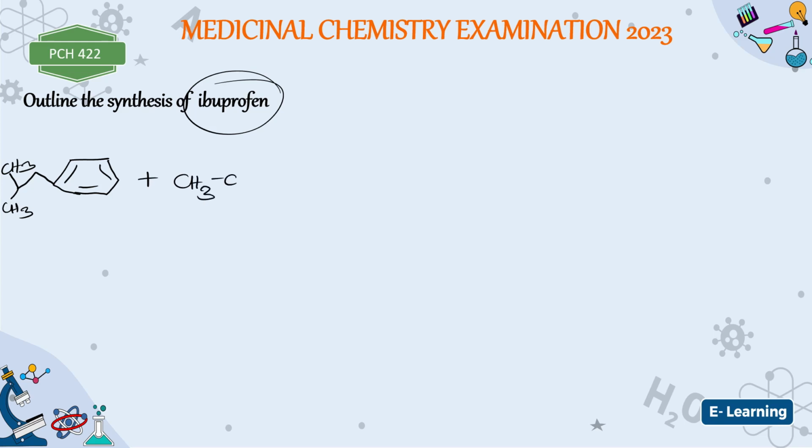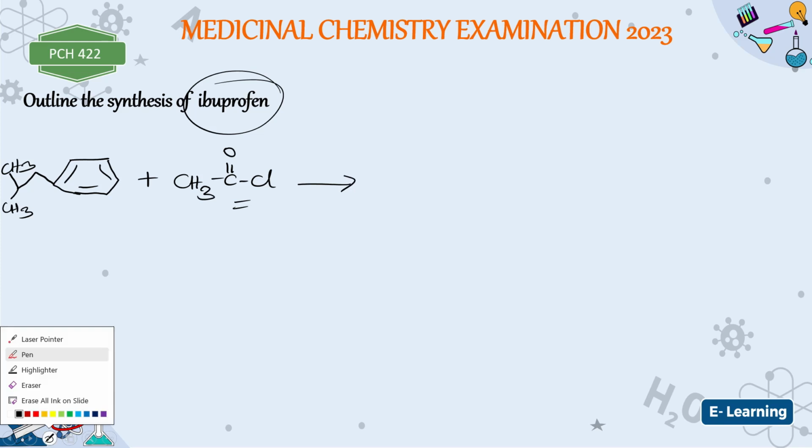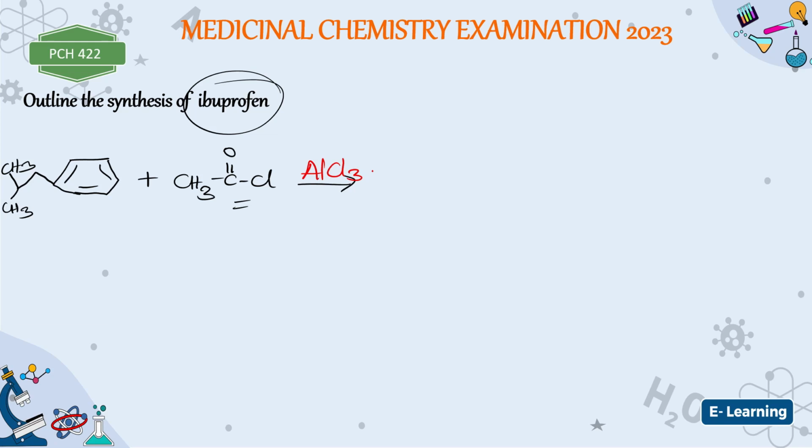Plus CH3, C double bond O, Cl, via what kind of reaction? Friedel-Crafts acylation reaction. So here will be AlCl3. The Friedel-Crafts acylation suggests that this Cl will leave, and then this other part will be attached to this ring. So we are going to have something like this, double bond, and then here CH3, CH3, then here C double bond O, CH3.